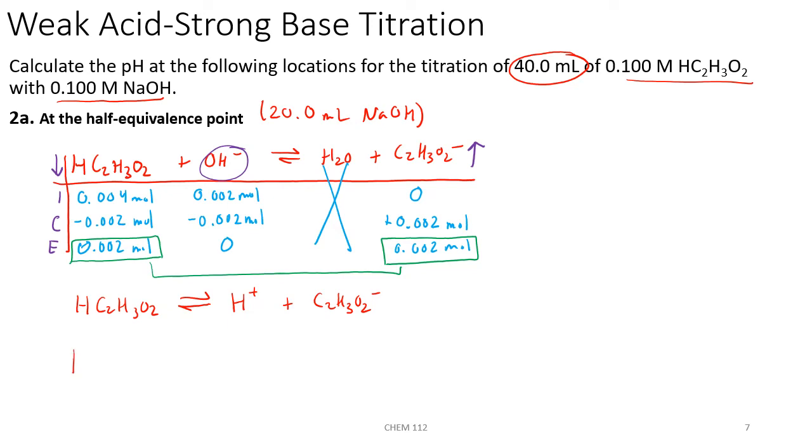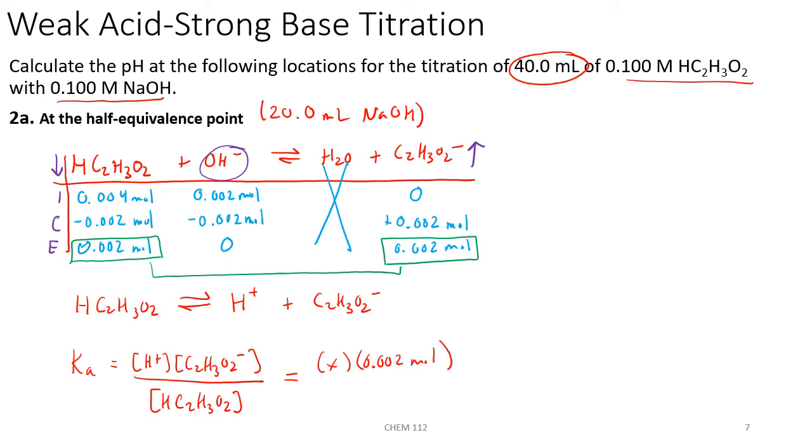Our equilibrium expression would be Ka equals H plus times C2H3O2 minus all over HC2H3O2. And just like we looked at that shortcut last time, when we actually go to plug in our numbers, we can use the moles that we just calculated above instead of calculating the molarity. So X would end up being our hydrogen ion concentration. We have 0.002 moles of our acetate anion at this point, and we have 0.002 moles of our weak acid, acetic acid. The Ka for our acetic acid is 1.8 times 10 to the negative fifth.